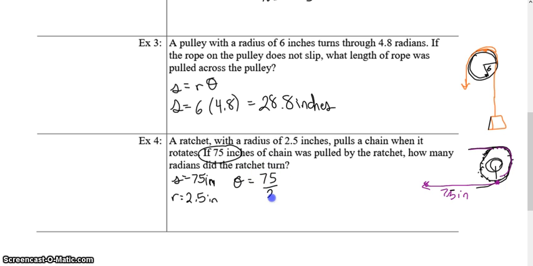S over R. Again, inches over inches, no units. So 70 divided by 2.5, and we get 30. 30 radians. That's okay. Now, wait a minute. That's much more than 2 pi. 2 pi is like, again, 6 1/4. That just means this has gone around multiple times. Almost 5, when you think about it.